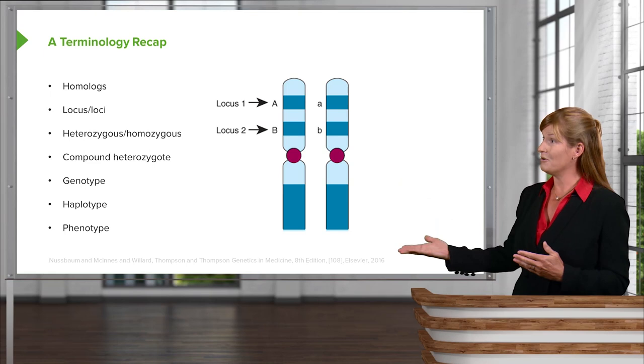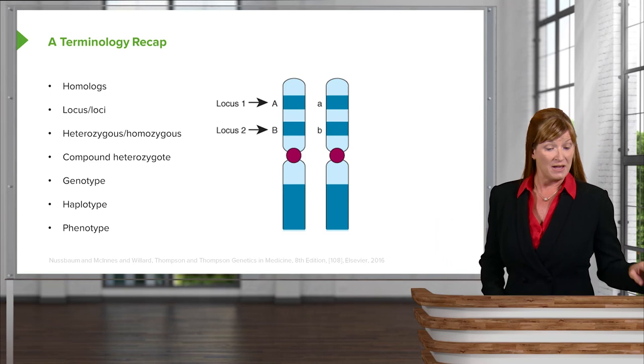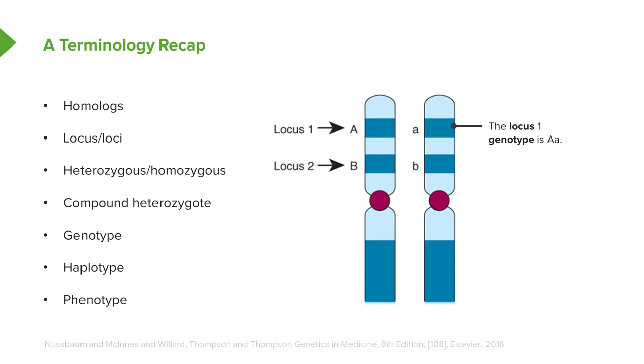Probably these are terms that you are already familiar with, at least the majority of them. So first, let's take a look at the locus one. You're familiar with locus: it is the place where a gene is on the chromosome. And at this locus, we have genotype big A, little a, and that is heterozygous. This individual is heterozygous for genes at both loci. And so we have locus A, locus B, locus 1, locus 2, and he's heterozygous.